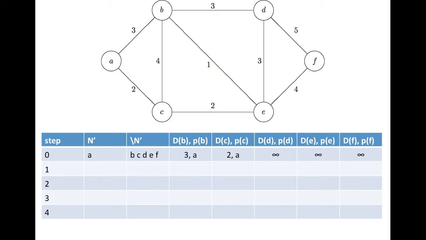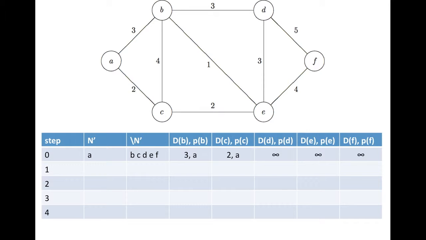Next column is node B. It takes 3 units to get to node B, and the predecessor is node A. So D(B) is 3 and p(B) is A. Next column is node C. It takes 2 units to get to node C, and the predecessor is still node A. So D(C) is 2 and p(C) is A.